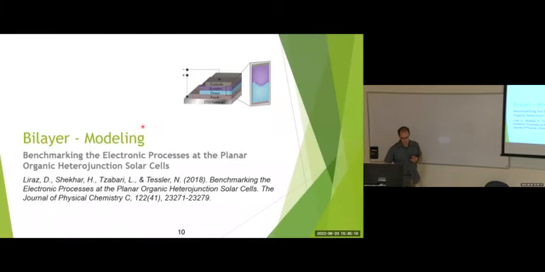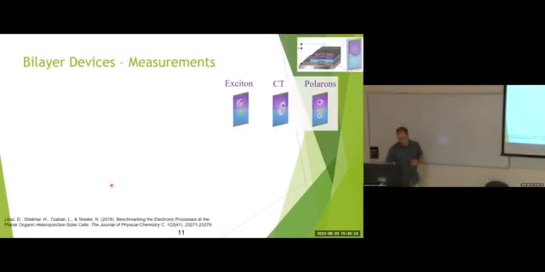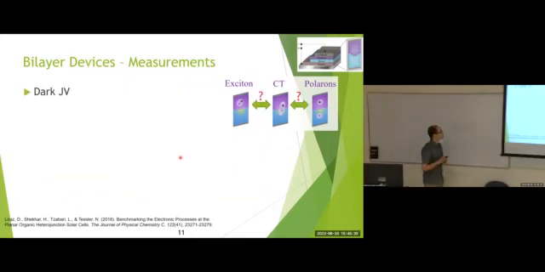So now to the modeling of bilayers, which was published here. So as I said, in these devices, we have 3 species, the excitons, the CT states, and the polarons. And we should ask ourselves, what are the relations between them? What are the main processes that govern these devices? And in order to do so, first we must have a good measurement, as I said.